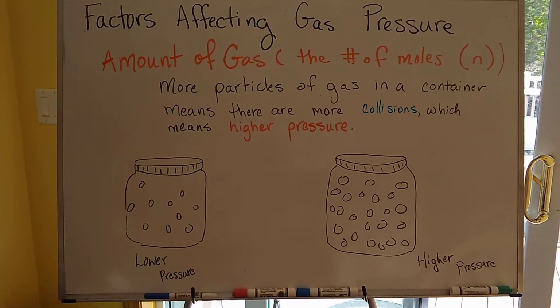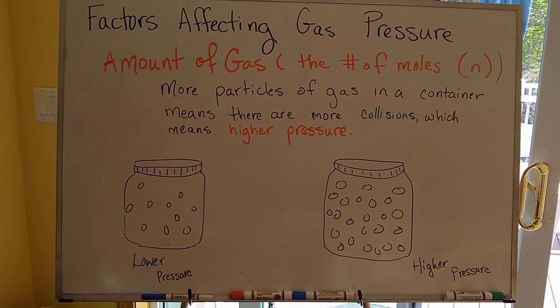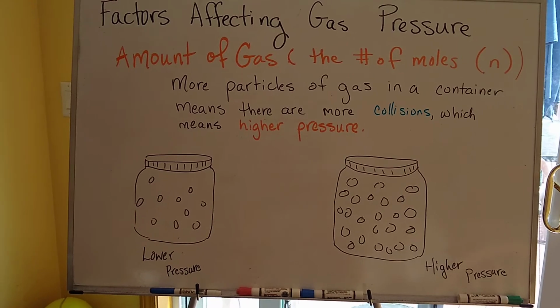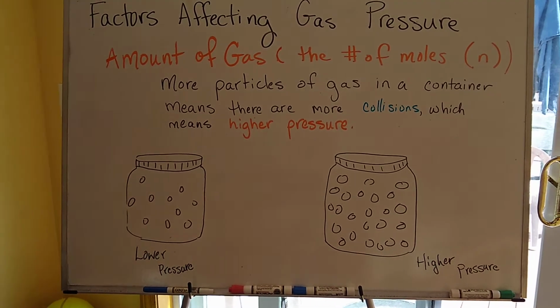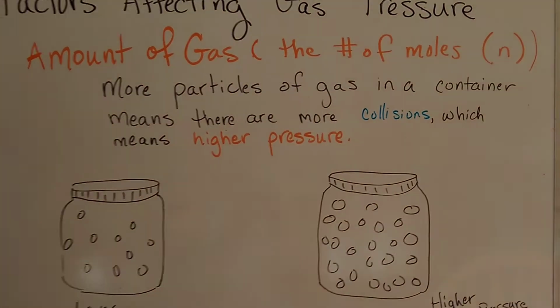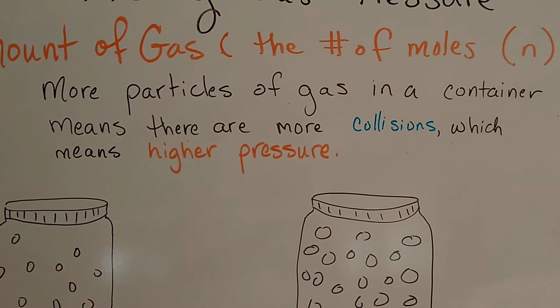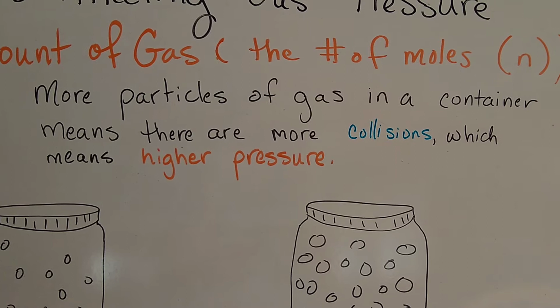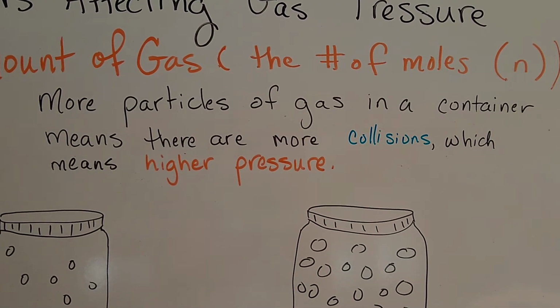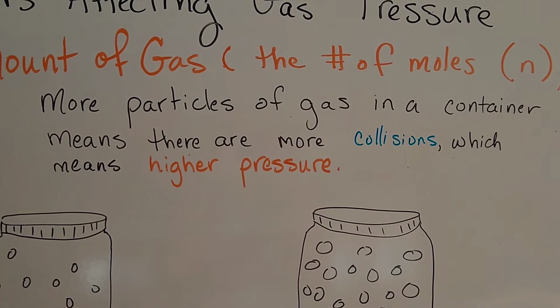So the first one is the amount of gas, which is the number of moles, and that's abbreviated lowercase n. So number of moles is a lowercase n. And the more particles of gas in a container means that there's going to be more collisions. And more collisions mean that there's higher pressure.